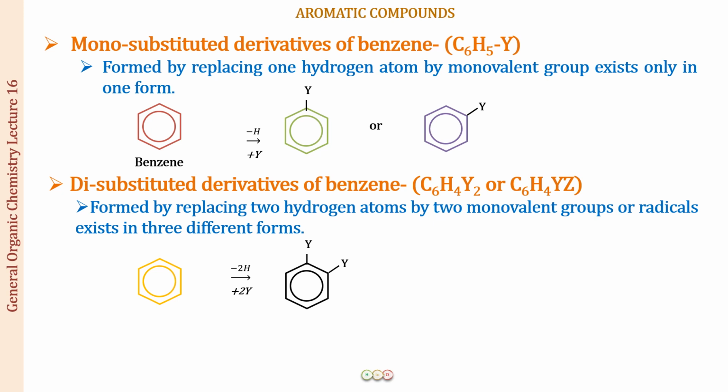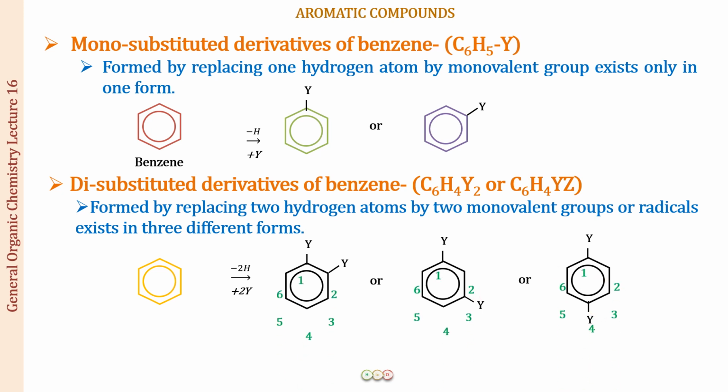Alright. So the other way in which you can put the second Y is at a carbon next to this carbon. Okay. Or you can put it one more carbon further. So if you look at the numbering now, this is carbon number 1 and carbon number 2, this is carbon number 1 and carbon number 3, and this is carbon number 1 and carbon number 4. So in all we have three different forms.